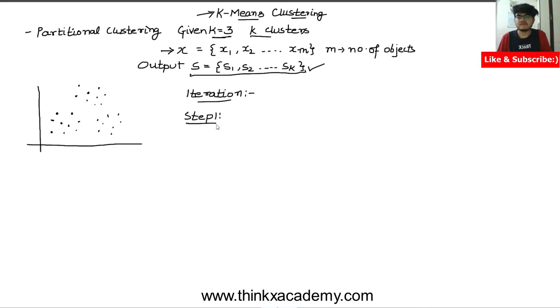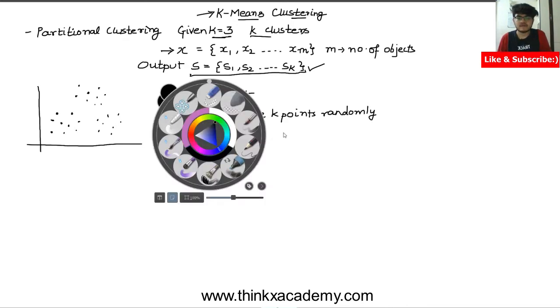The step 1 is to choose the k points randomly, right? So I'm going to write here, choose k points randomly. All right, so in this data set, the first step is to choose the k points randomly. So in our case, you can see the value of k is 3.